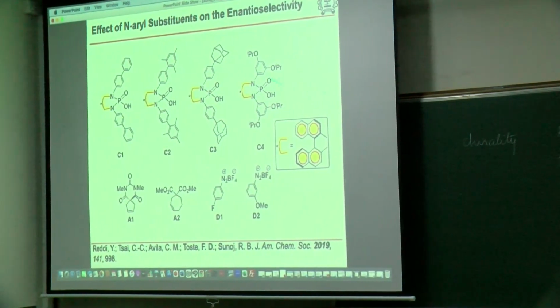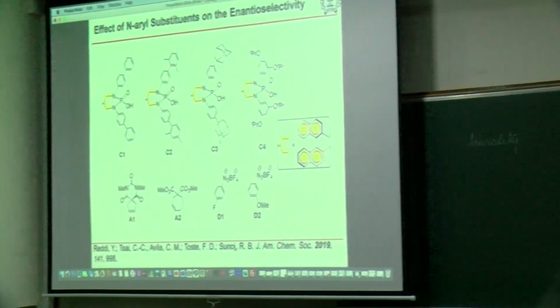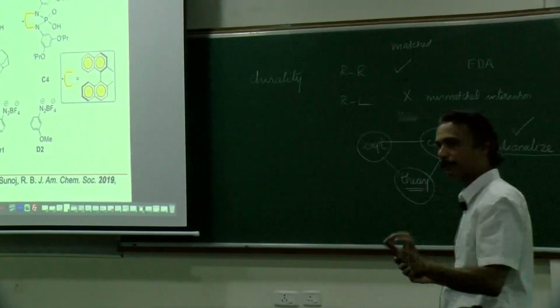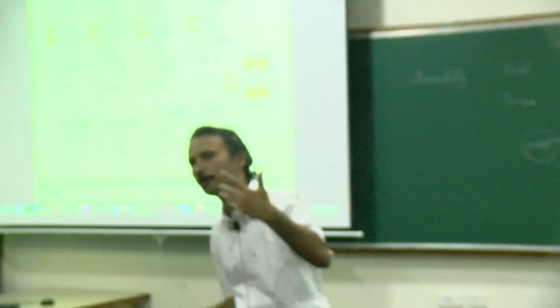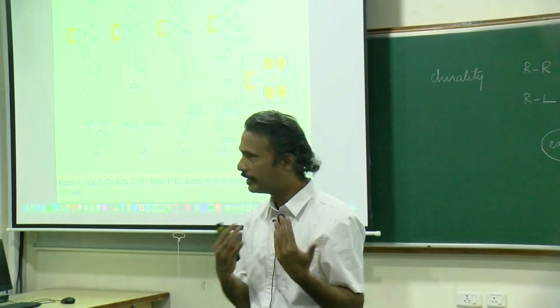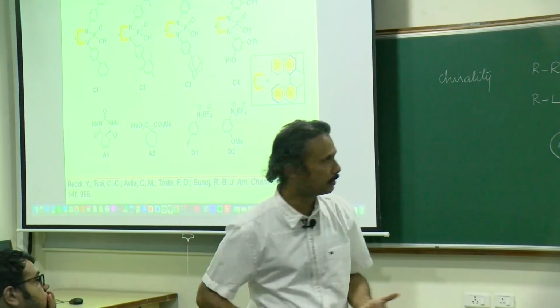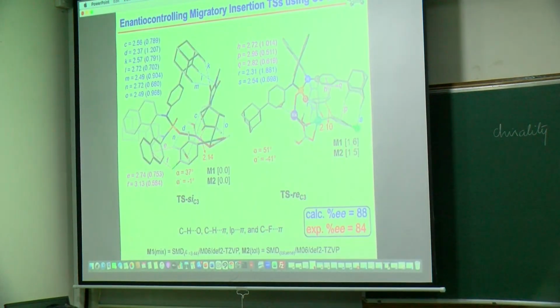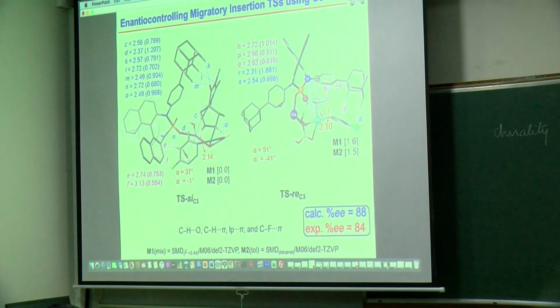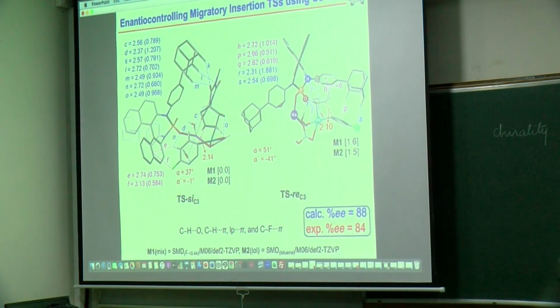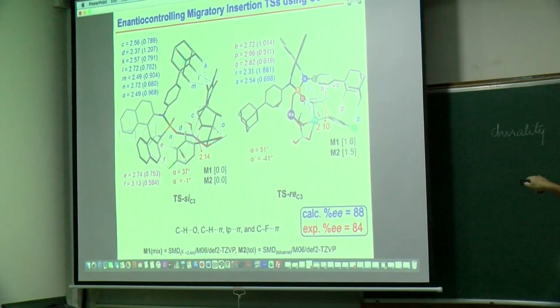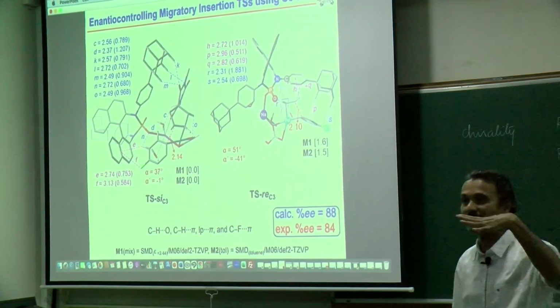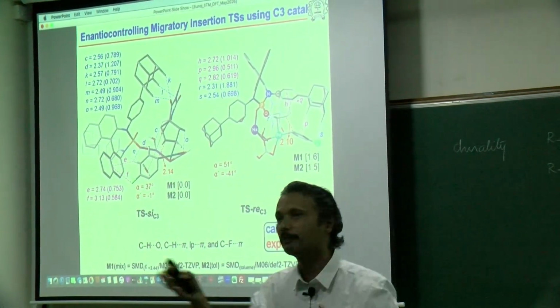So we kept on modifying the catalyst purely using DFT computation, dispersion-corrected DFT computations. We kept on looking at the transition state, kept on looking at the energy difference between competing TSs, and there came situations where we could improve the EE. For example, this transition state, where we have introduced an adamantyl group.